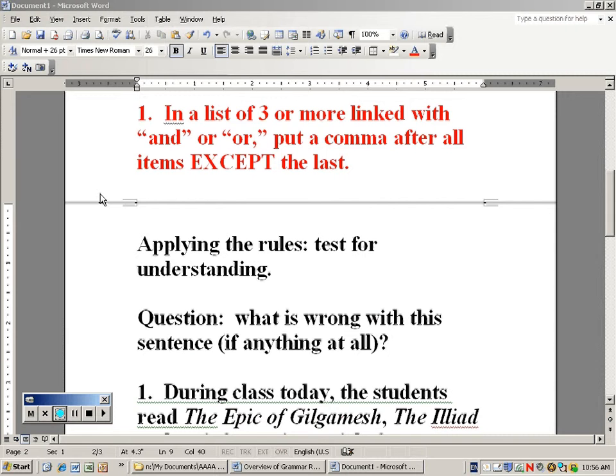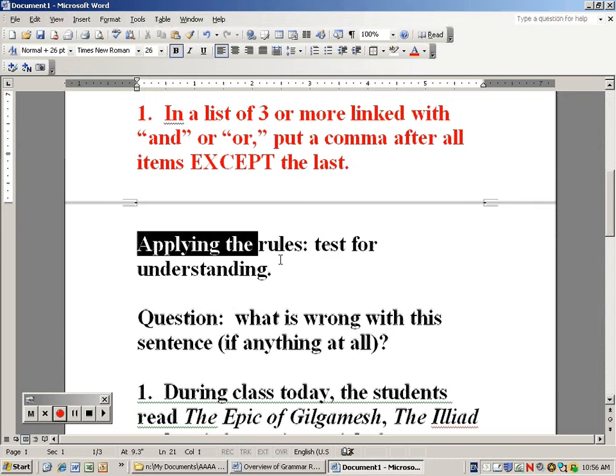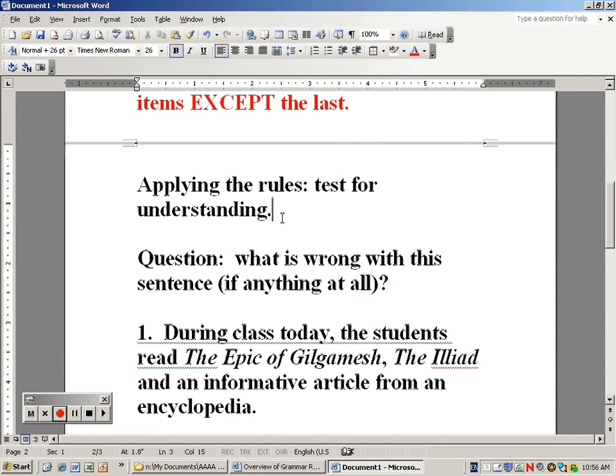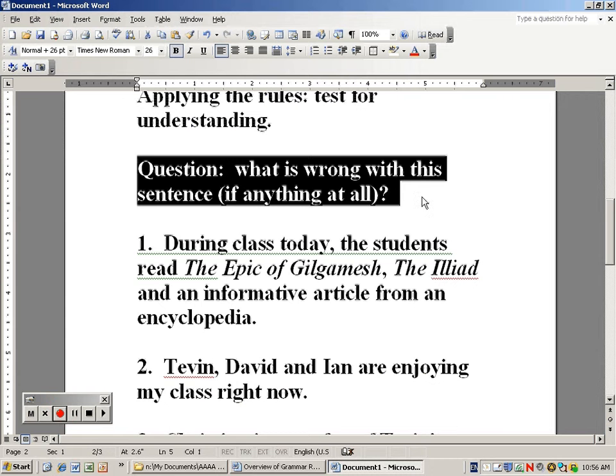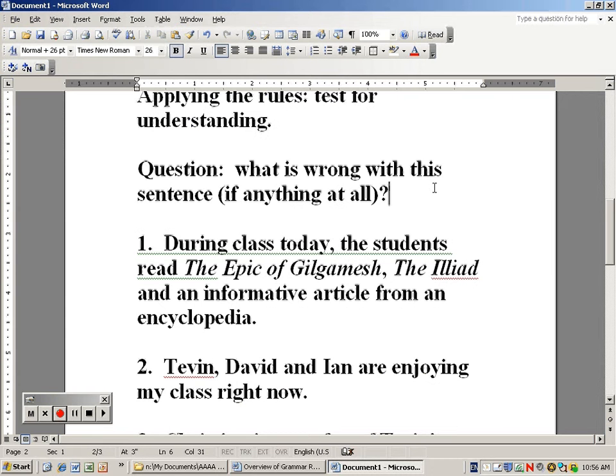All right, I just got done with a previous tutorial following rule number 1: In a list of particulars of 3 or more linked with "and" or "or," put a comma after all the items except the last. Now, what I need to do is see if we can apply the rules and test for understanding. So the directions for this test really come down to: what is wrong with this sentence, if anything at all?